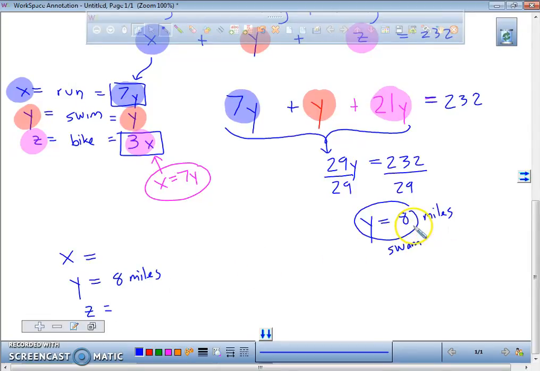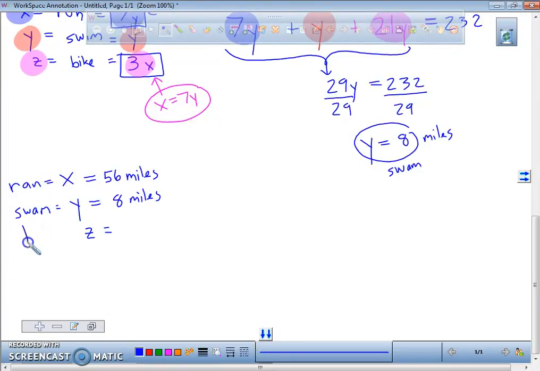Now what am I going to do with this 8 miles? Plug it in. If I plug in an 8 right there for Y, what's 7 times 8? 56. So that means she ran 56 miles. She swam 8 miles. And she biked.